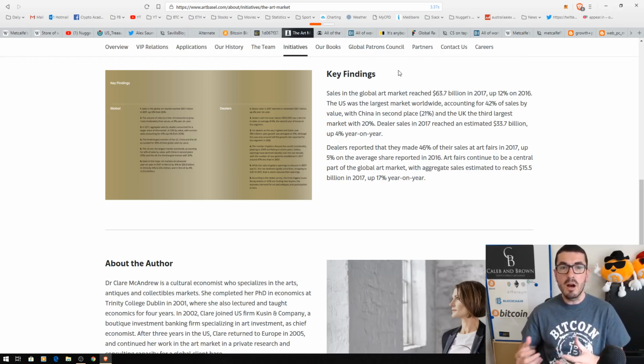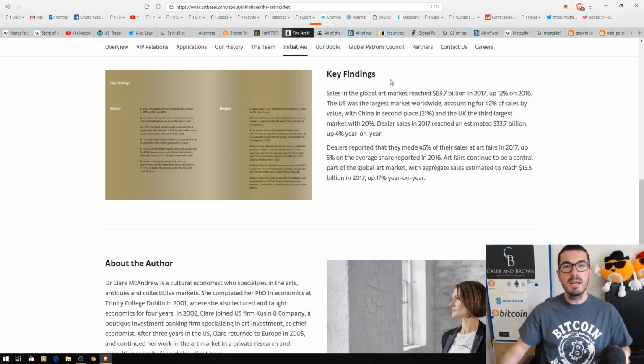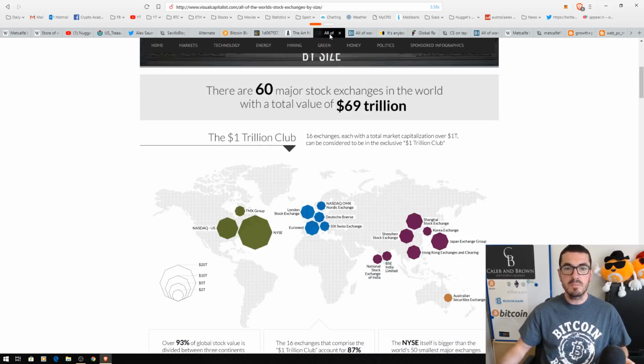Diamonds, we've spoken about the gold market being valued at $7 trillion. There's so many things that people find value in and want to store wealth in that I believe Bitcoin can easily start to capture.